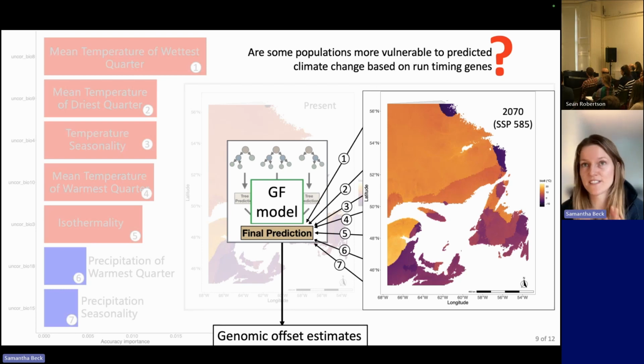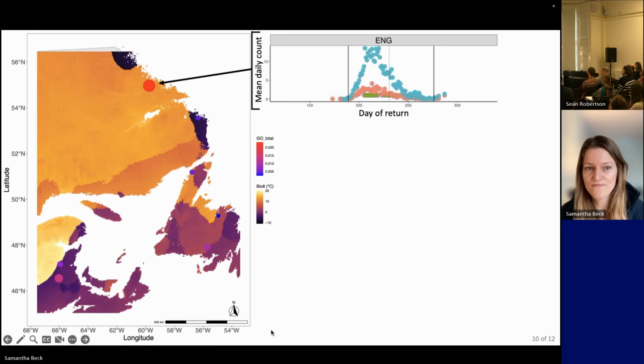So that's just the difference between the future climate and expected allele frequencies and the present climate. So then we look at how much our allele frequencies need to change to be able to cope with future climate change. And this is what a genomic offset estimate is. So our results from this, you can see that English River has the highest genomic offset. So the genetic variation needs to change the most to match the environmental conditions for the future.